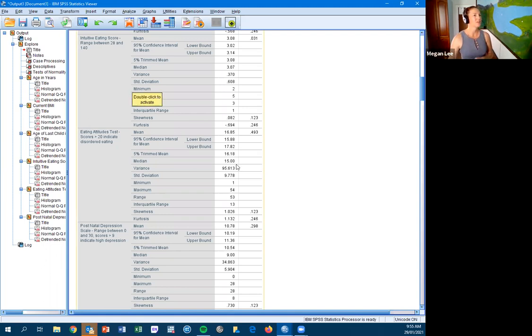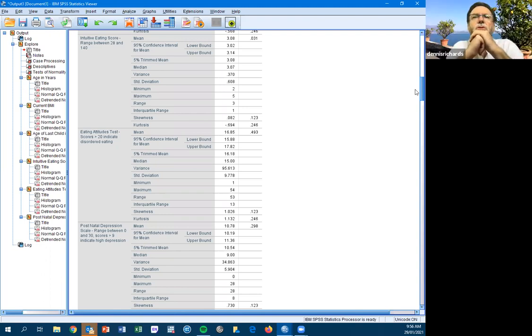All right, so the eating attitudes test, that's the next one. It measures disordered eating, and it ranges between 0 and 58, I think. The cutoff score for it is anyone greater than 20 indicates disordered eating. So what does the mean or the average disordered eating score say about our data set? Most of them don't have disordered eating.